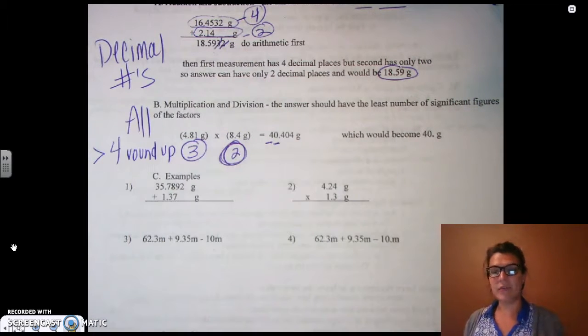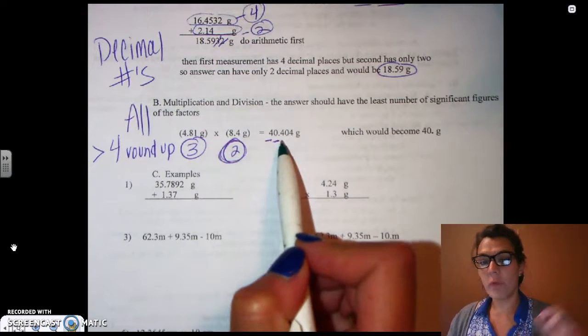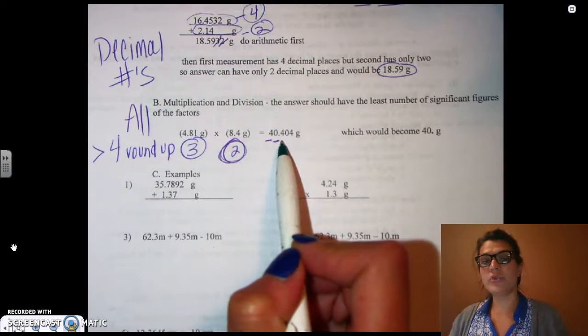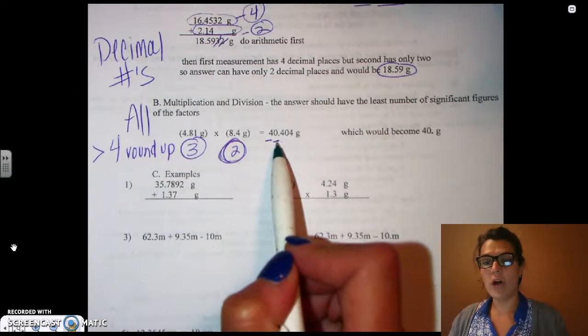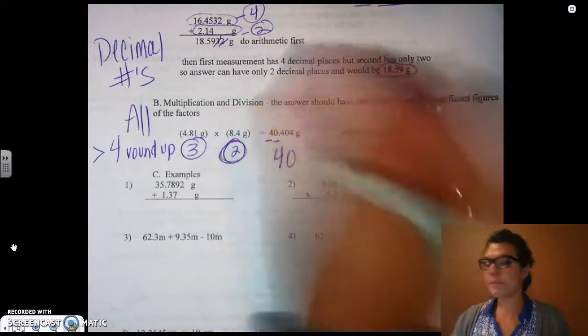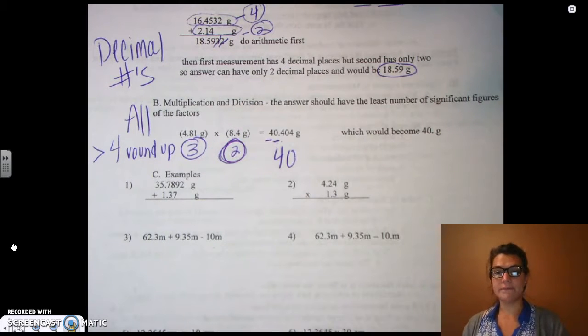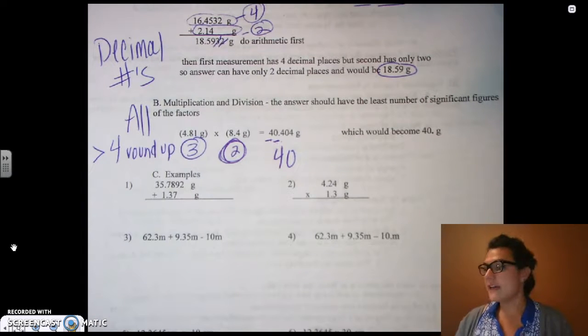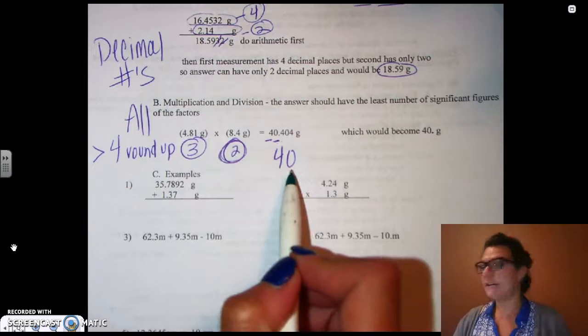Anything less than 4, you'll round down, okay? So since this is 4 and less, we're going to keep this 0 the same, okay? So if I was to write this number, that's how it should be written. However, based on the rules of significant figures, this 0 is not significant.